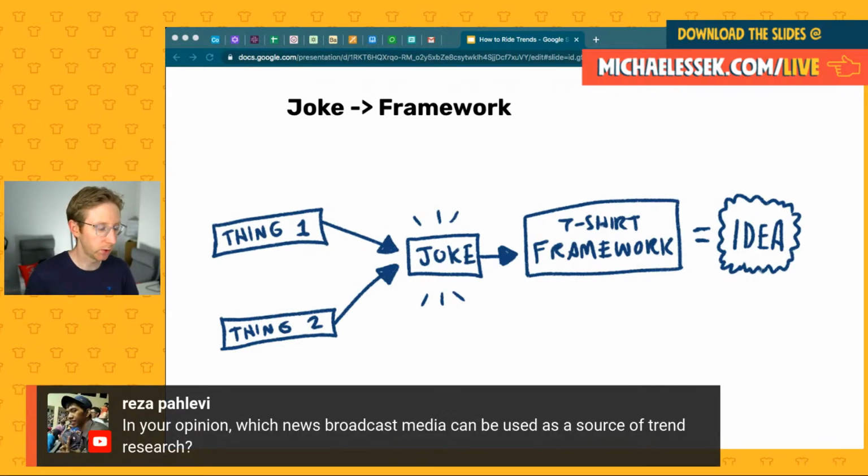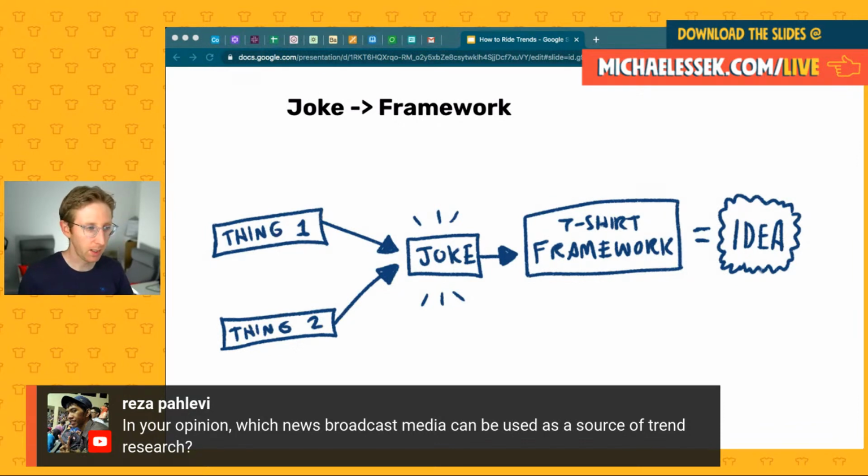Reza, in your opinion, which news broadcast media can be used as a source of trend research? All of them, Reza. If you think about news, it's basically trends every day, constantly. That's their job, is to look at something that's new or something that's interesting that's happened somewhere in the world, and they're doing that constantly.